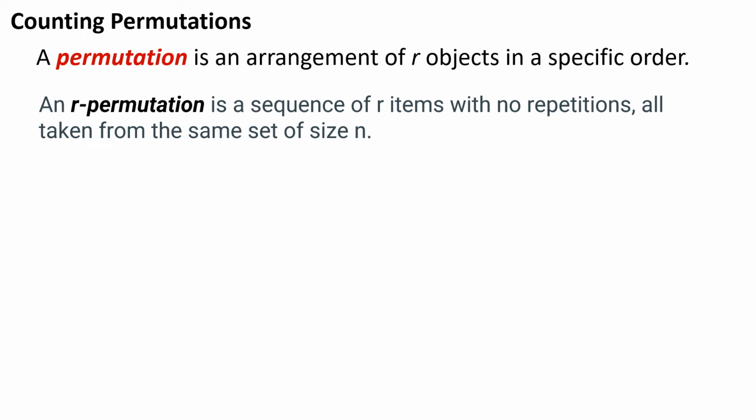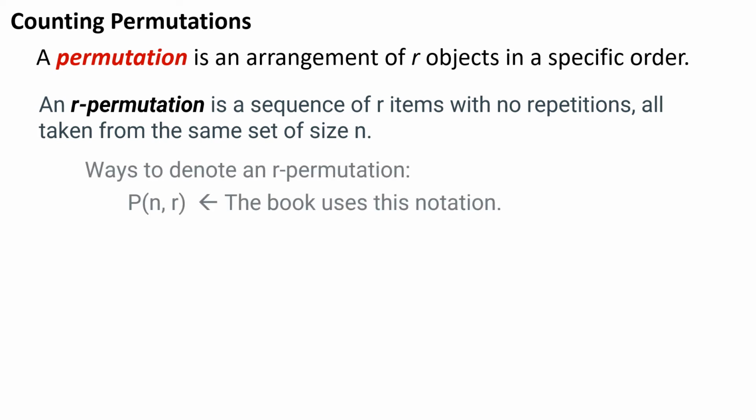the objects are taken from a set of size n. So we're going to usually use n for the number of objects that are possible. I'm sorry, n is the actual number of objects that are possible. But r then will be the number of objects that we pull out. Okay, so an r-permutation is a sequence of r items with no repetitions, all taken from the same set of size n.